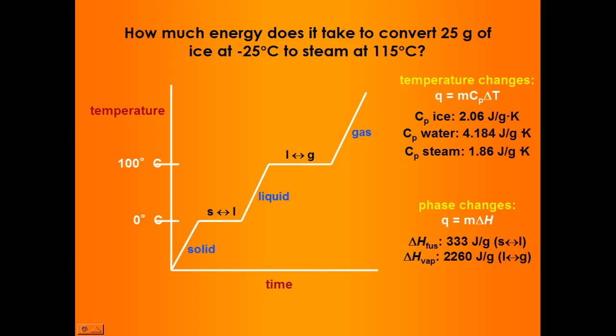Because we're talking about water specifically, ice melts at 0 degrees Celsius, water freezes at 0 degrees, and water boils at 100 degrees. So the energy associated with that change would be m delta H. And the delta H values for that phase change are listed below as well. So in our example, we are going to go through all three states.